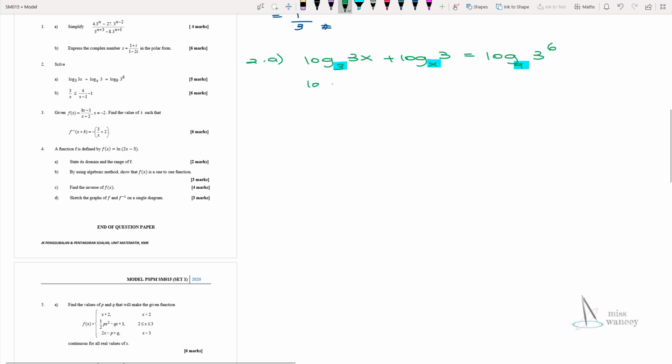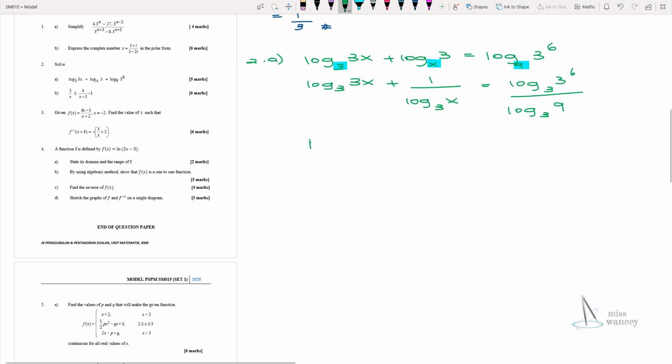So this is log to the base of 3x. I didn't really change anything, but over here I should change this. So this is 1 over log to the base of 3x. This is equal to, so change of base, log 3 to the power of 6 over log 3 of 9.